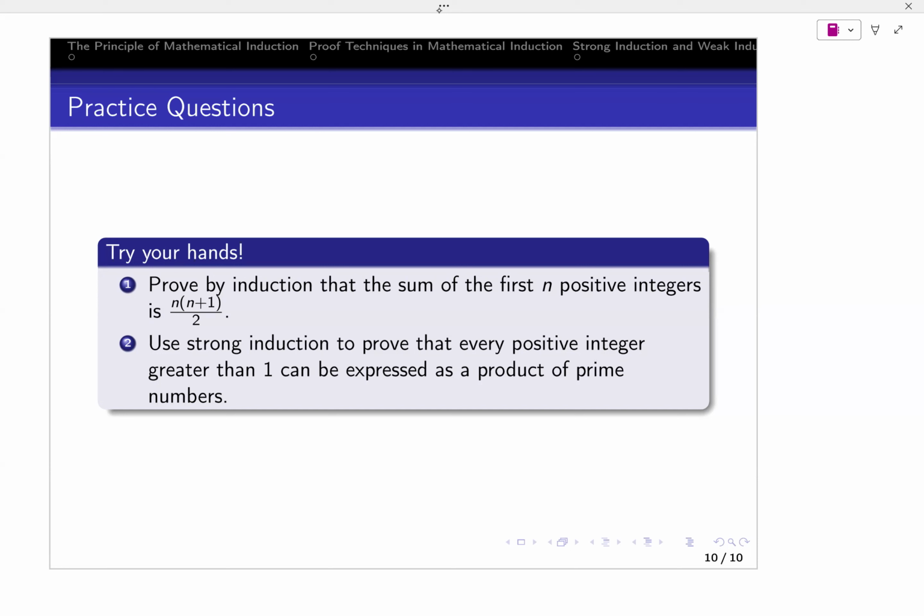Then number 2: use strong induction to prove that every positive integer greater than 1 can be expressed as a product of prime numbers. So we can also lay our hands on that probably in the next video.